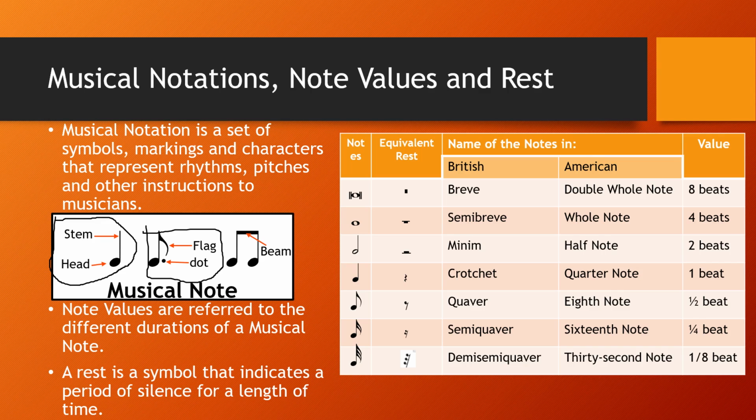Also introduced is a dot. A dot is used to extend the value of a note by half of its original value. These are two quavers connected with a beam. Note values refer to the different durations of a musical note. A rest is a symbol that indicates a period of silence for a length of time.